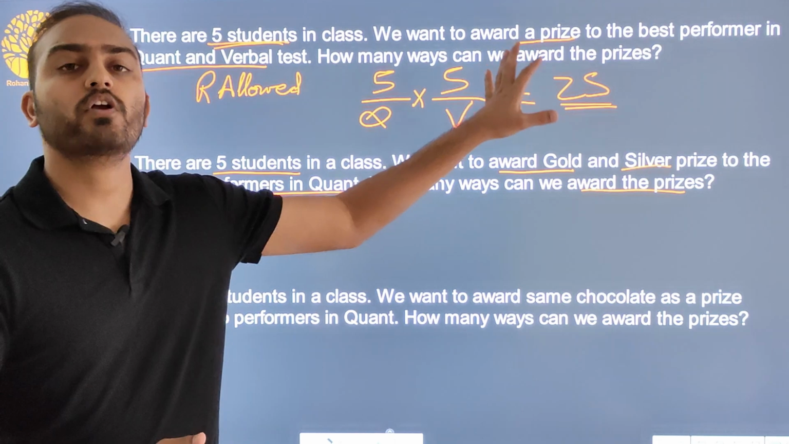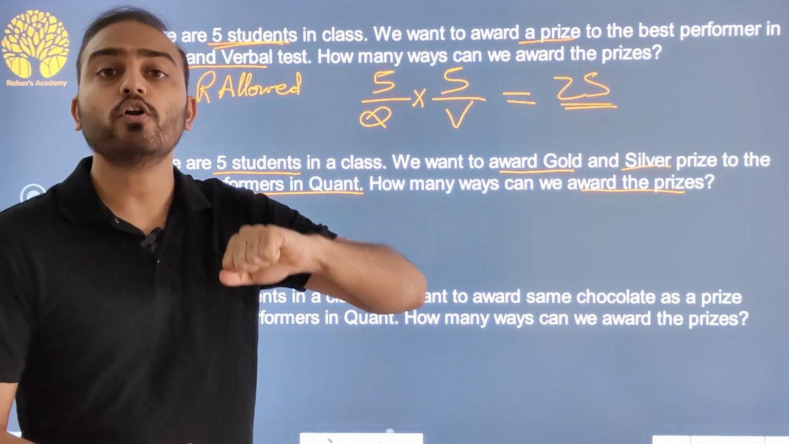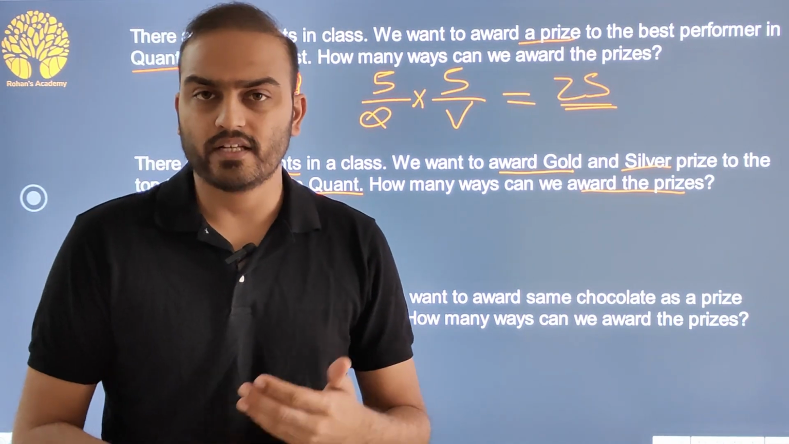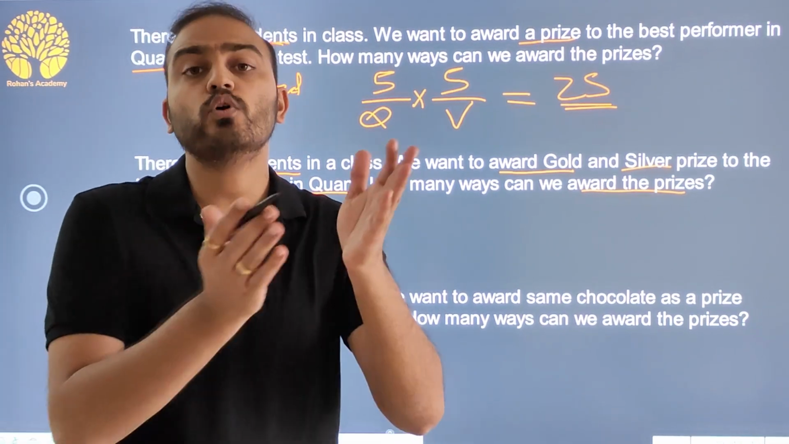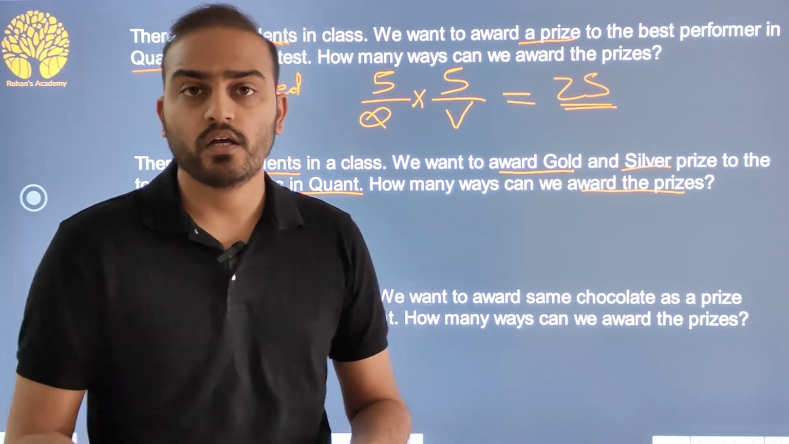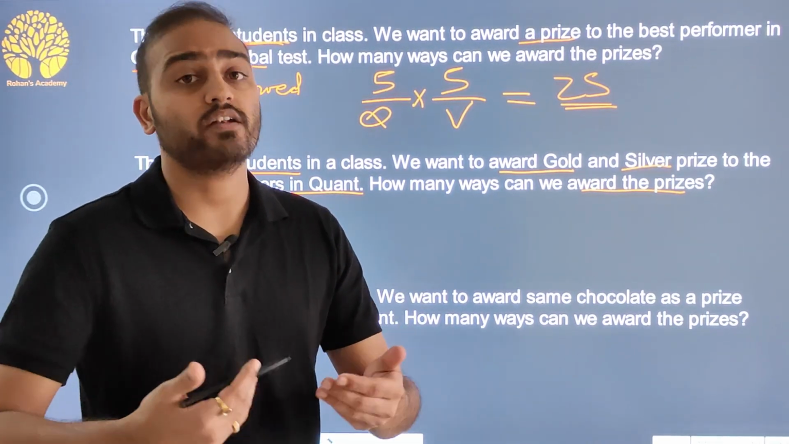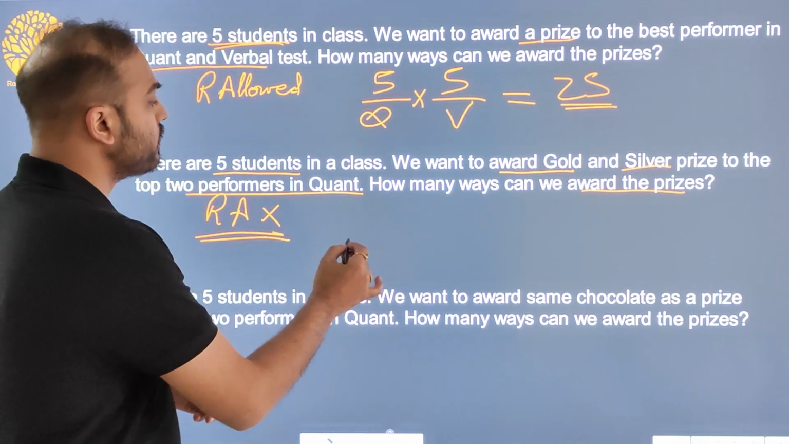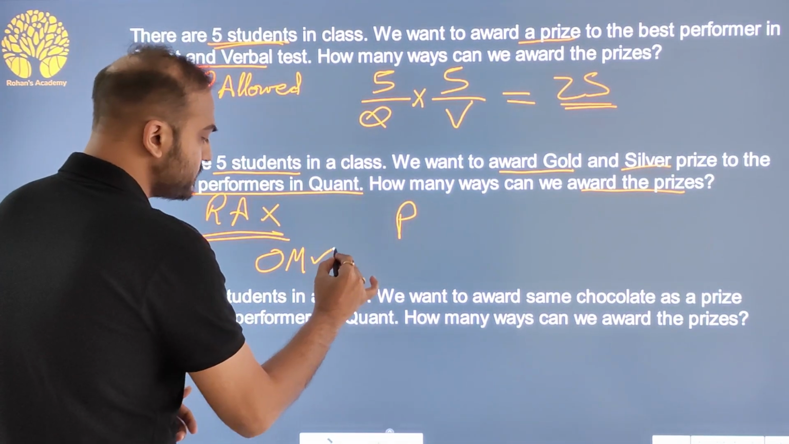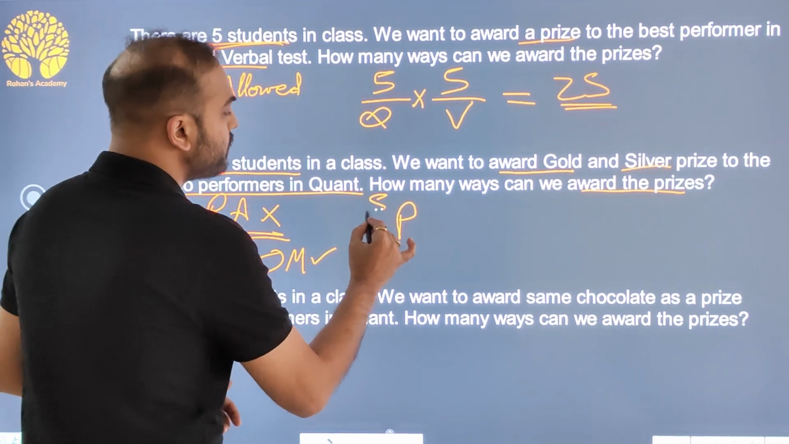So then we don't go for counting. Then what do we go for? We think, does the order matter? Who comes first, who comes second? So we say yes, the order matters here because the first one will get gold, the second one will get silver. So then we apply permutation, because order matters.